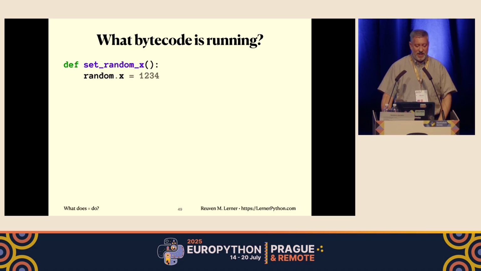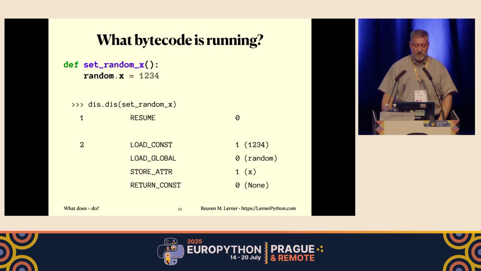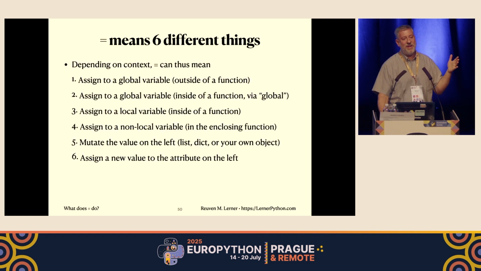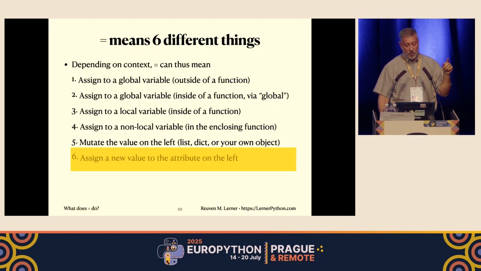Well, if I put this inside of a function, random.x equals 1, 2, 3, 4, and we do dis.dis, we see that there is a separate bytecode for that, STORE_ATTR, and we are storing to an attribute on a particular value. So actually, equals means 6 different things. We've got the global outside a function, global inside a function, local inside a function, non-local in the enclosing function, mutating data, or assigning a new value to the attribute on the left.